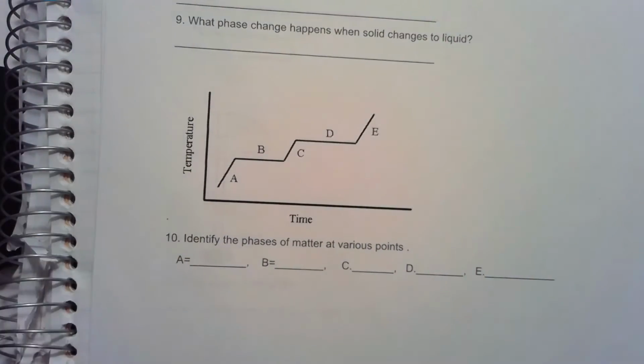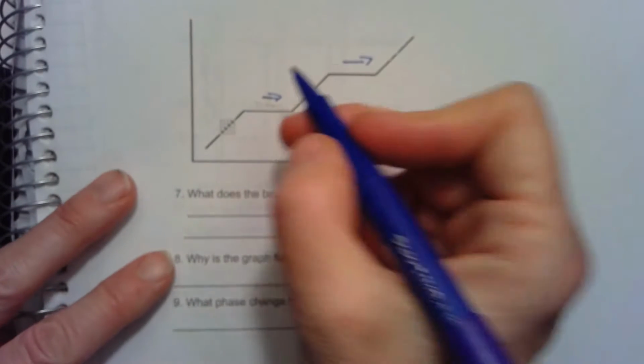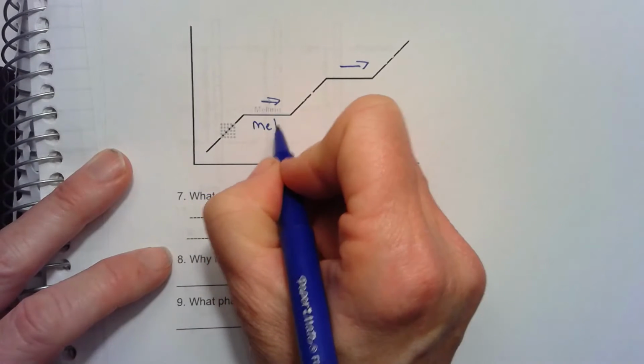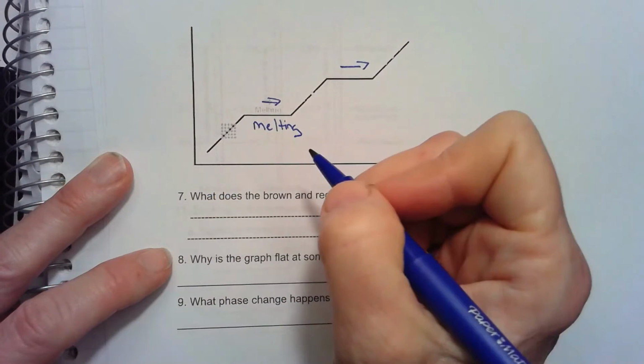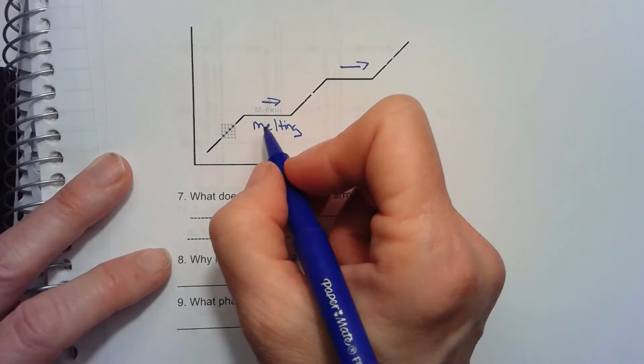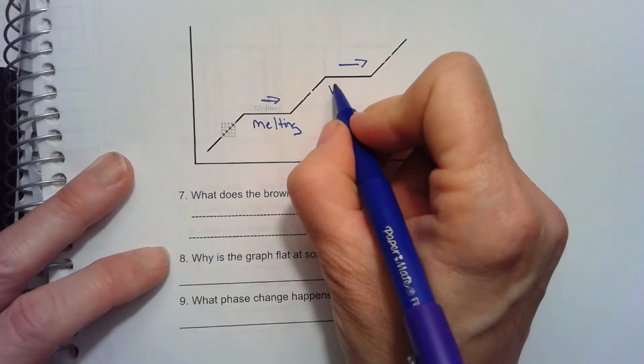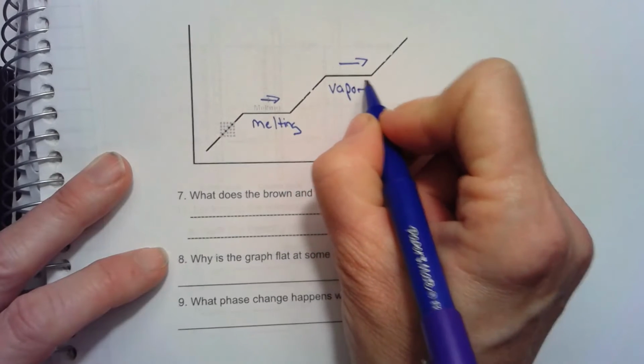Okay, what does the brown and red arrow demonstrate? So my copy here, sorry, is not very clear, so I'm going to label all of it. This is melting, and I think if you look on yours, the brown arrow is melting, and the red arrow on the paper is vaporization.